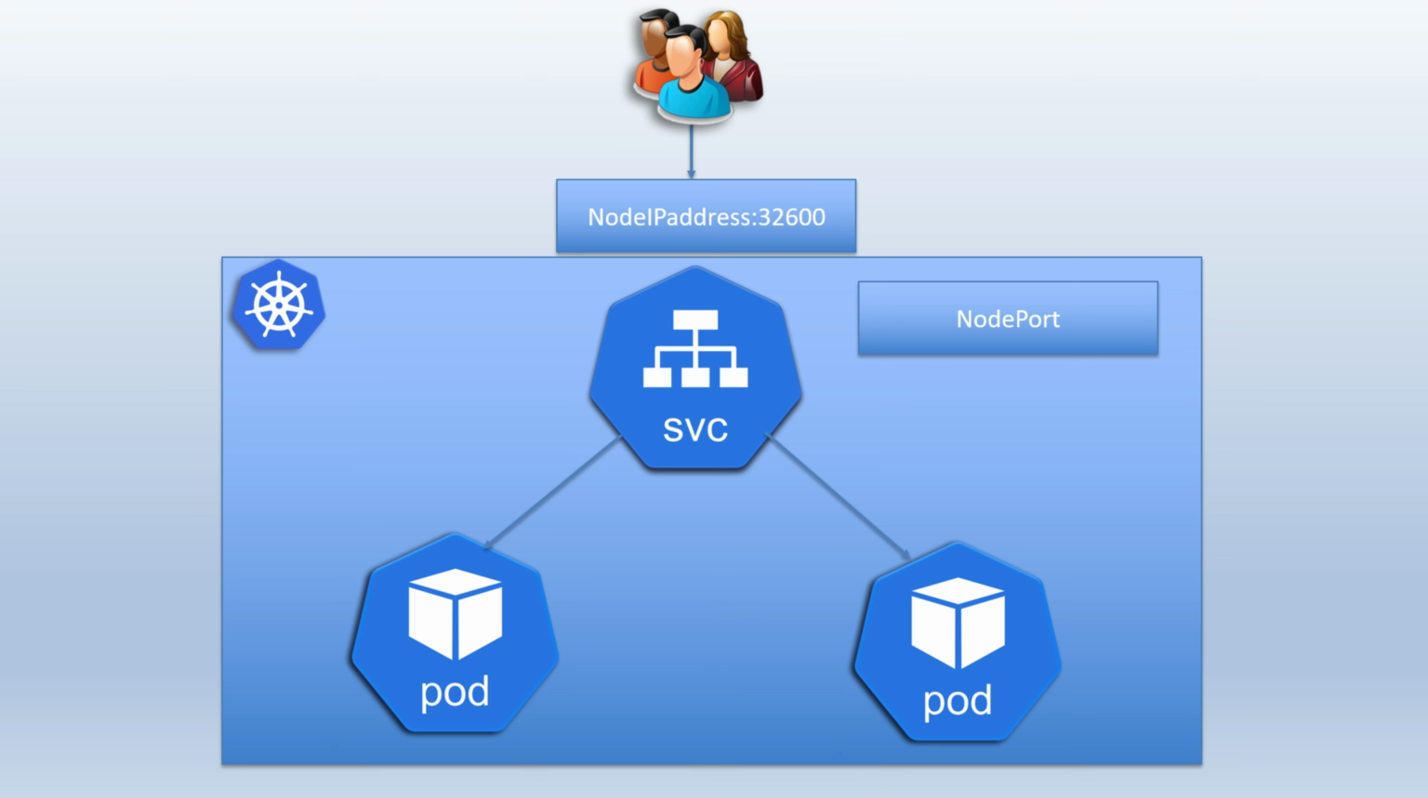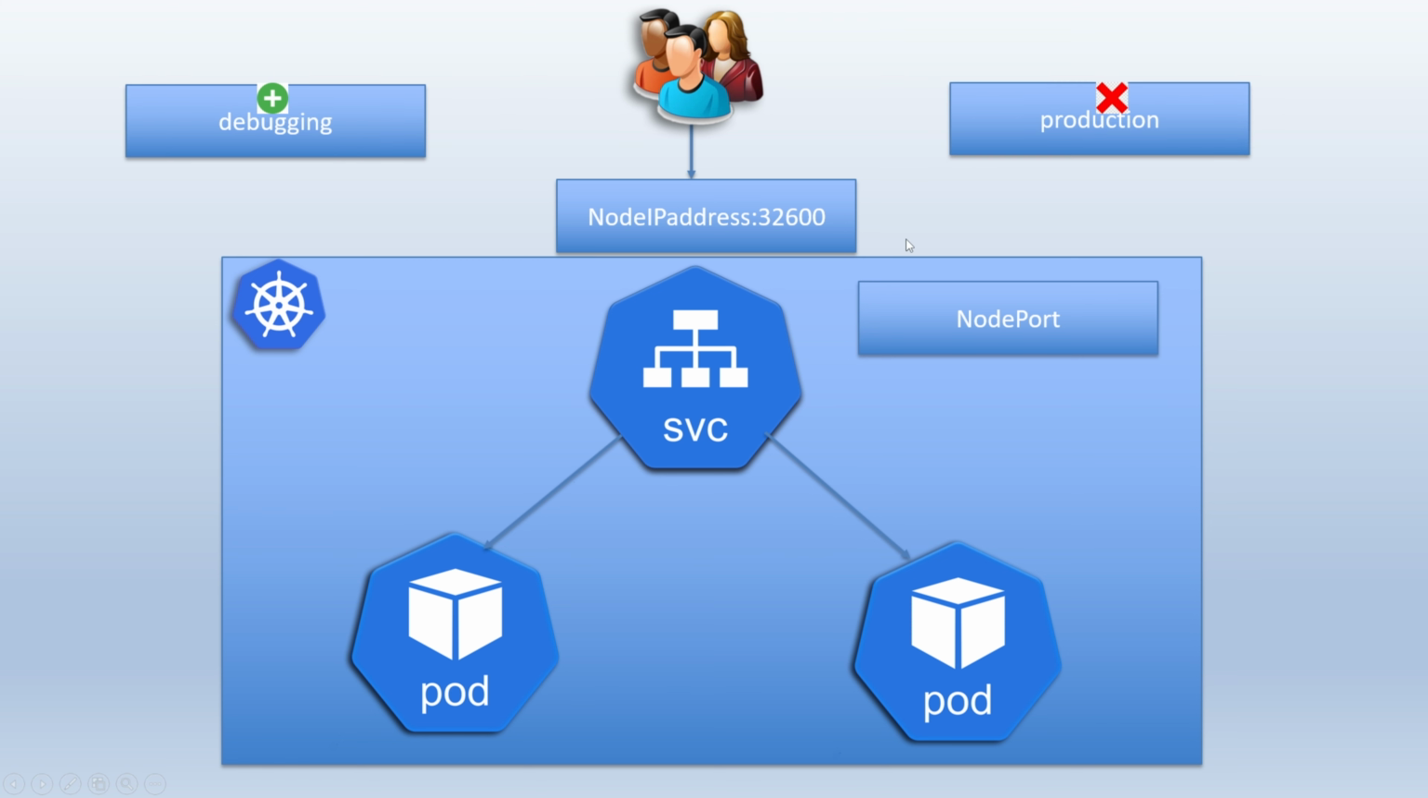Next, we've got NodePort. This one opens a specific port on every node, so you can reach your app using the node's IP and that port number. It works, but it's kind of messy. You have to manage ports manually, and there is no true load balancer. It's more for debugging, but not for production.